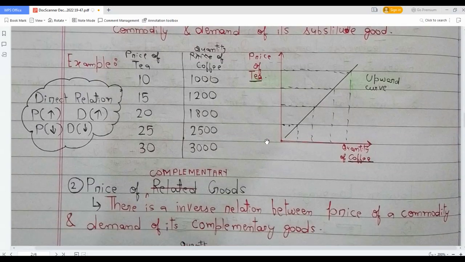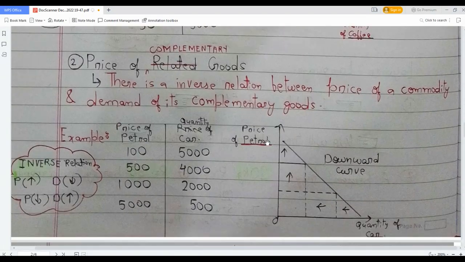Now I'm moving towards the next topic, that is price of complementary goods. There is an inverse relationship between price of a commodity and demand of its complementary goods. Now, what are these complementary goods? These are those goods which are used together, such as we generally eat jam with bread. We cannot eat jam only and we cannot eat bread only. We generally use both the things, or we generally use butter with bread.